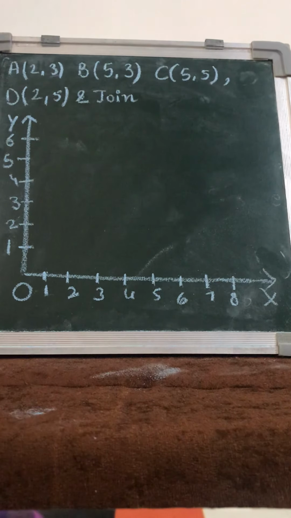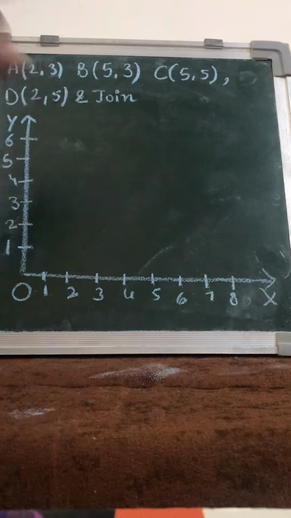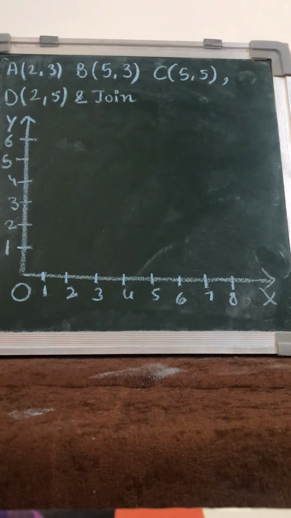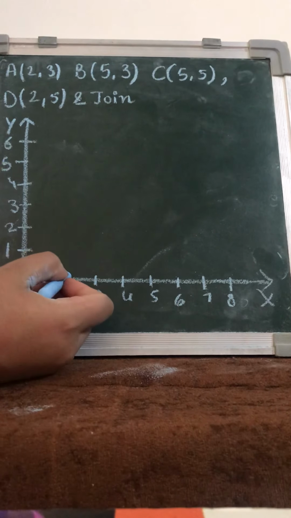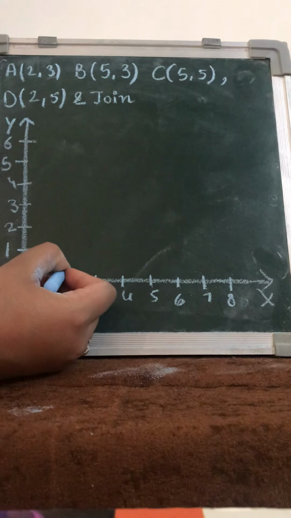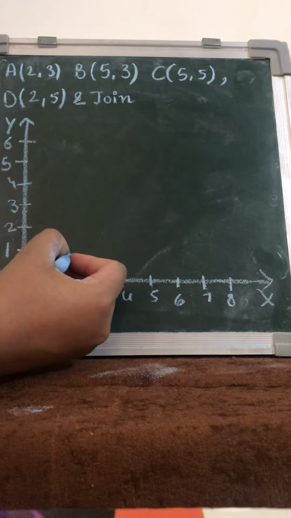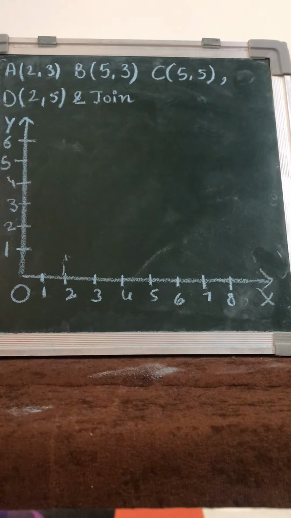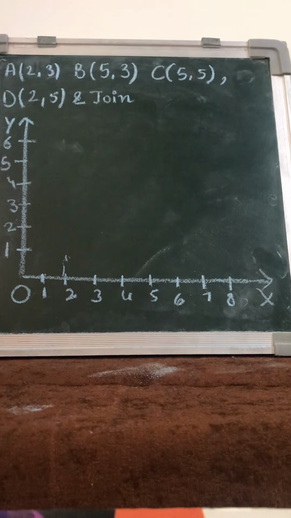The coordinates of point A are (2, 3). That means 2 is the value of x and 3 is the value of y. So from the x-axis I'll take 2 and I'll move upward. Children, we will be drawing a dotted line, and with the help of a scale only you will be doing this, and you will not be doing it with free hand. Is it alright? Always you will be using a scale.